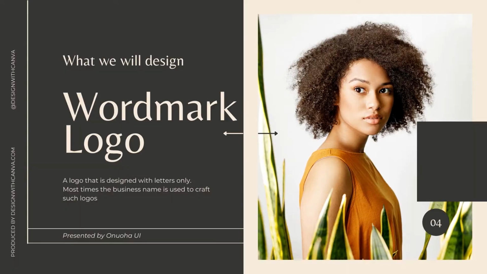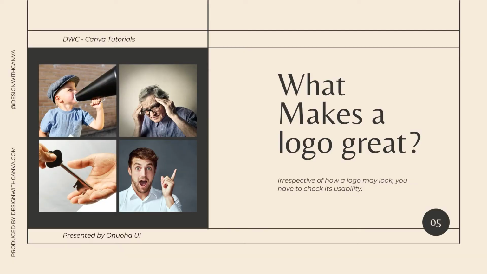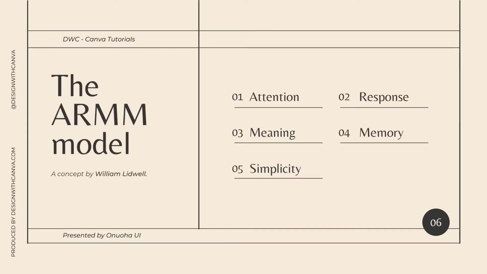Now, another thing you need to consider when creating a logo is the fact that logos need to look great, and if a logo doesn't look great, it means that something is really wrong with that. So what exactly makes a logo great? Now, this particular person created a course, and his name is William Lidwell, and he mentioned a particular concept that helped a lot of people, and is also helping people currently, and it's called the ARM model. What this actually means is it's just an acronym for the words attention, response, meaning, memory, and I just added one more to it, which is simplicity.